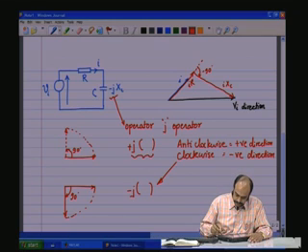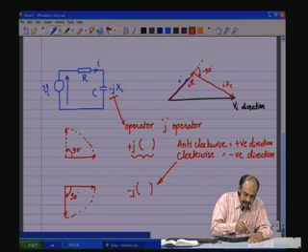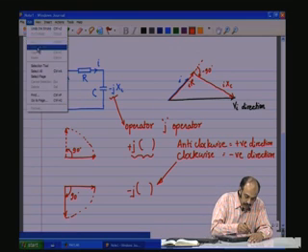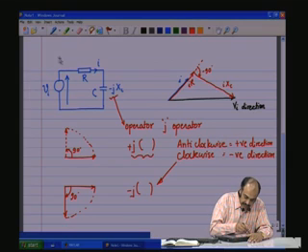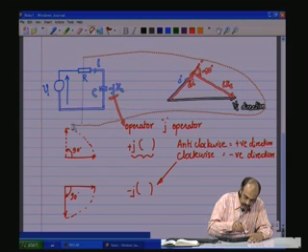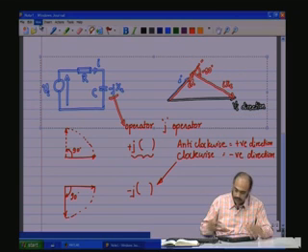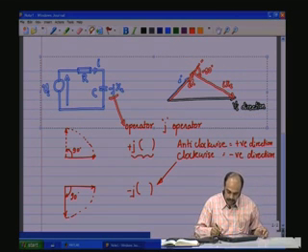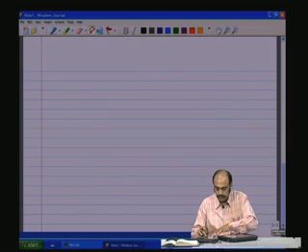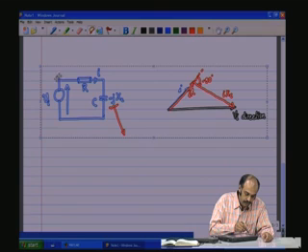Now, going back to our circuit here, let me just copy this circuit and all these things. Go to the next page.